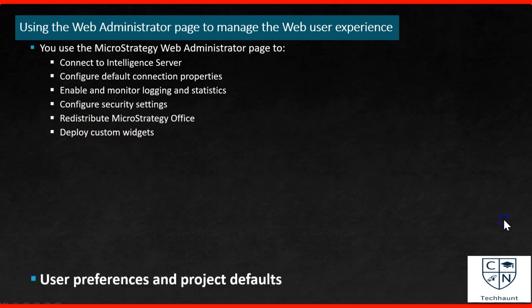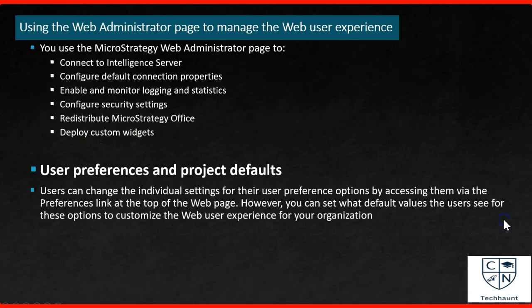A lot of options you can also perform from there. So, user preferences and the project defaults. Users can change the individual settings for their preference options by accessing them via the preferences link at the top of the web page. However, you can set what default values the user sees for these options.